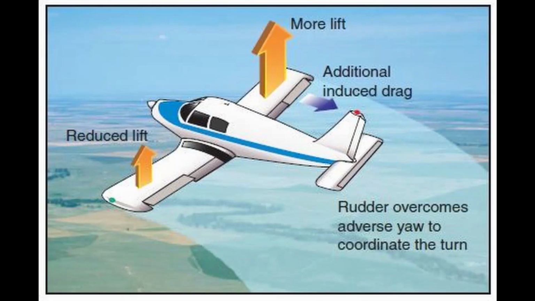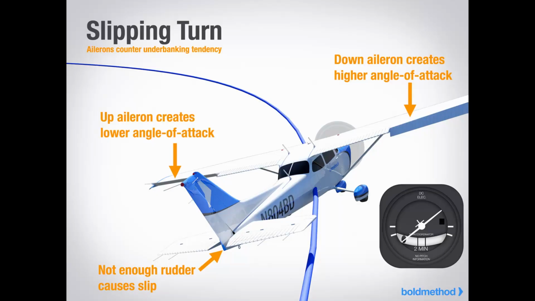This can also happen in a turn as the turn is progressing because the outside wing is moving faster. More airflow equals more lift, which equals more drag, so this may cause a slip if you fail to use rudder in a turn to remain coordinated.